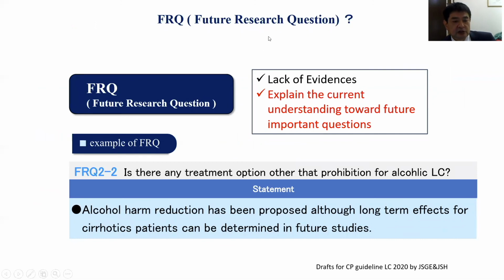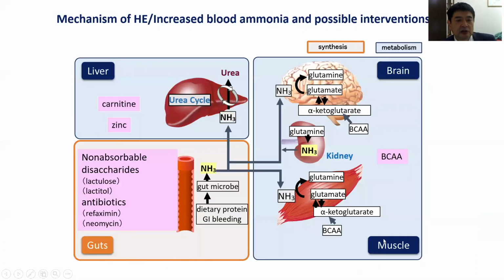Future research questions include those with a lack of evidence, but we try to explain the current understanding toward future important questions. For example, future research question 2.2: is there any treatment option other than prohibition for alcoholic LC? The statement is that alcohol harm reduction has been proposed, although the long-term effects for cirrhotic patients can be determined in future studies. Then let's move on to hepatic encephalopathy.